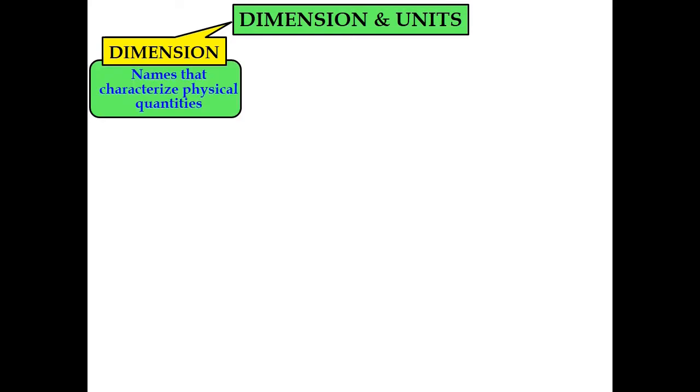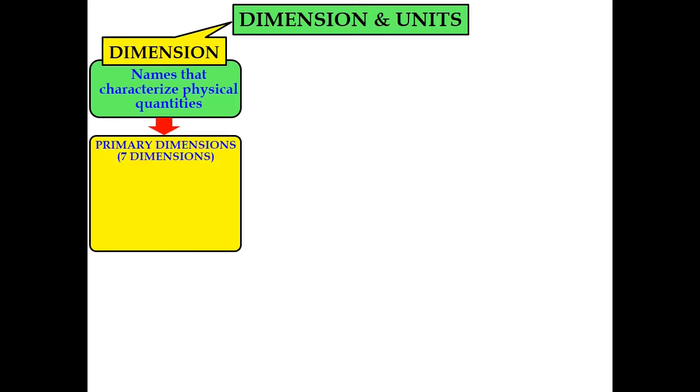Okay, dimension and units used in thermodynamics. Dimensions are actually the names that characterize physical quantities. We have 7 primary dimensions. Probably you already learned these in your secondary school.